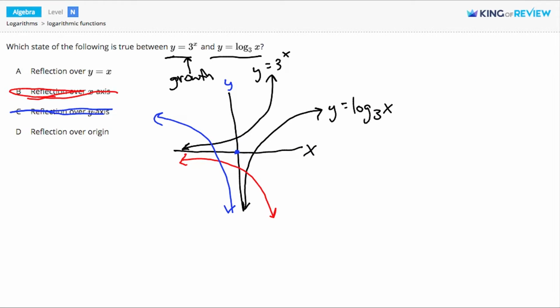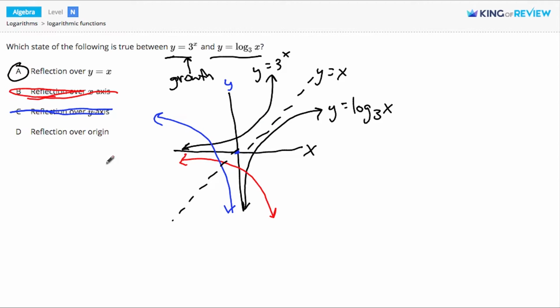So let's now look at the final possibility, y equals x. Y equals x is the line that does go through the origin, and it's a perfect diagonal line at a 45-degree angle. And you can kind of see that if you treat y equals x as a mirror, flipping it over this dotted line, these two lines are mirror images of each other over that line. So the answer visually is definitely A.